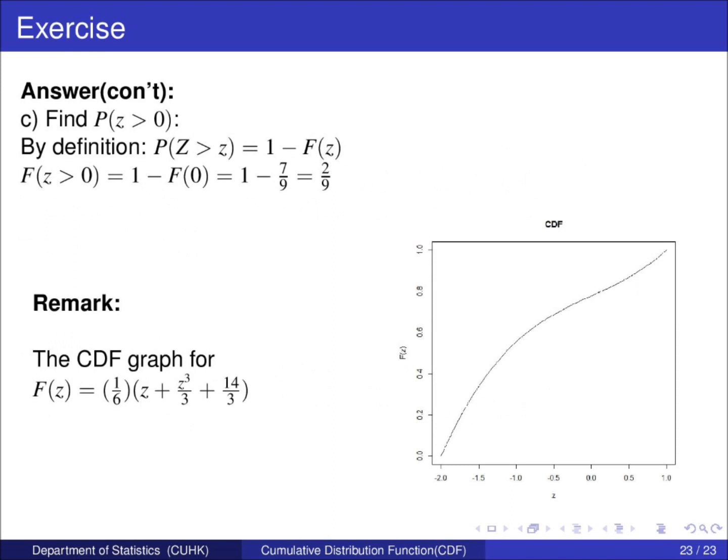Finally, for part C, we are going to find the probability of z larger than 0. By definition, we know the probability of capital Z larger than small z, the value, is equal to 1 minus F(z), which will be equal to 1 minus F(0), equal to 2 over 9. Thus, we can plot the CDF graph like the one on the right-hand side. So that's all for the exercise and this video.